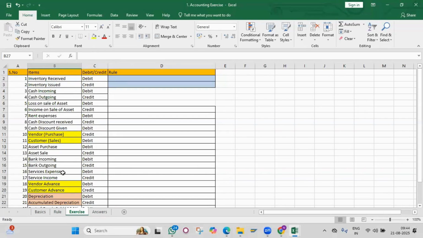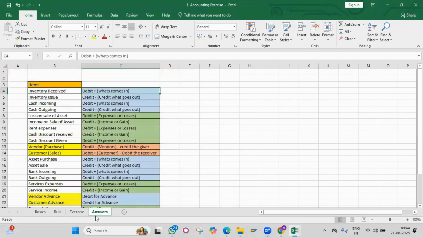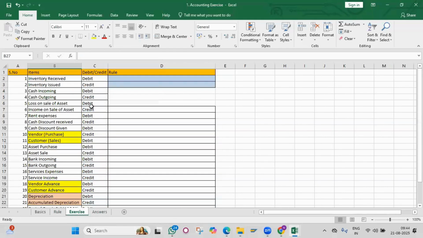If you are clear about these entries, I'll give you this sheet. You practice multiple times. You will make mistakes. There are answers here, so try to check the answers. Whatever mistake you are making, ask me during the class, and I'll guide you how to do it.